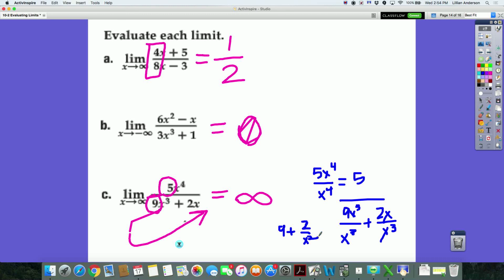If you plug in infinity, a super, super big number into x, what happens to this term right here? It's going to get really, really small. Getting closer to what number? Zero. So basically, the bigger the number you put in here, this whole term is going to go away. And you're just going to be left with the 9 at the bottom. 5 over 9, that's a positive number. That's what you're going to end up approaching. Okay? All right? That's the algebraic way to do it.